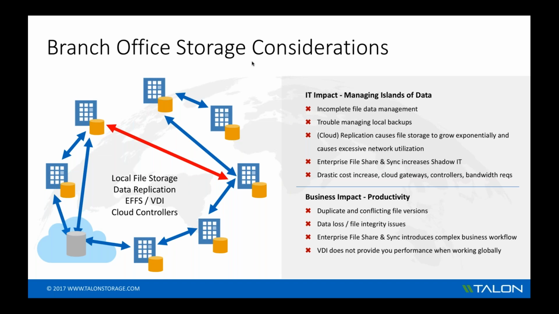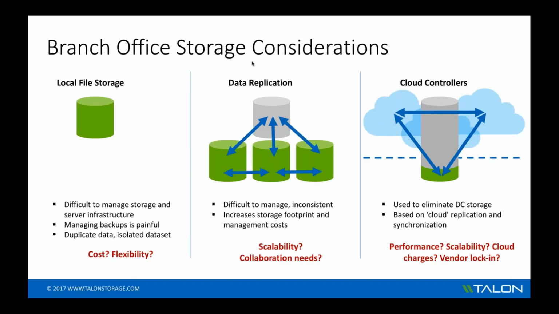And let me just zoom in before I hand it back over to Andy in terms of what those typical models look like and the considerations when choosing for these models. So the first one is local file storage. As we could see in the polls, approximately 33% of the audience manage unstructured data infrastructure in their branch offices as local storage.